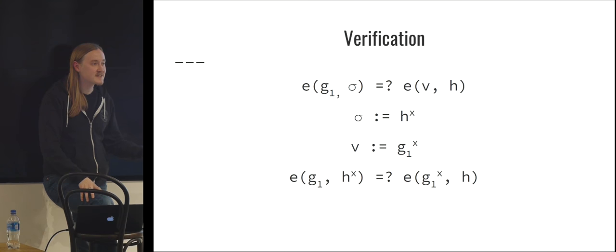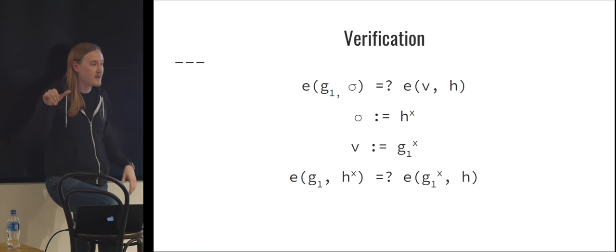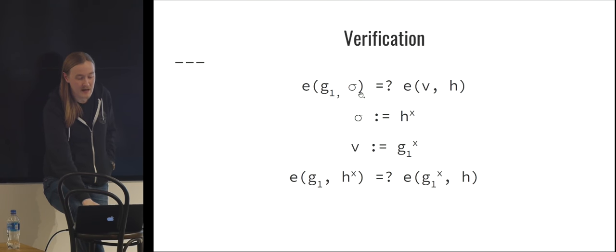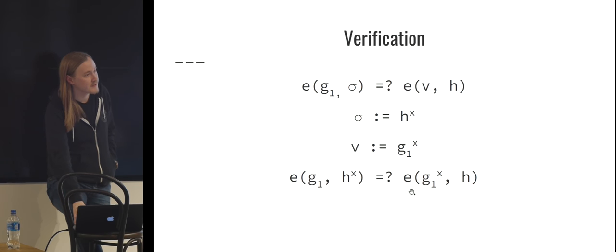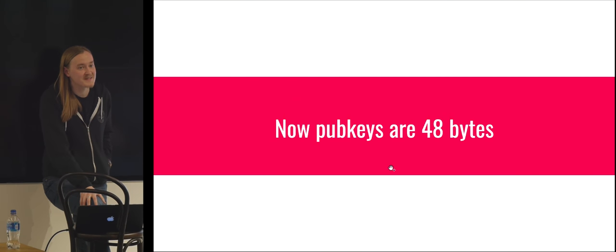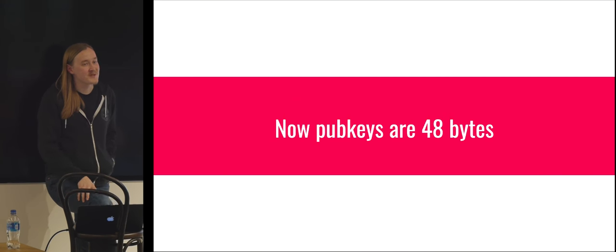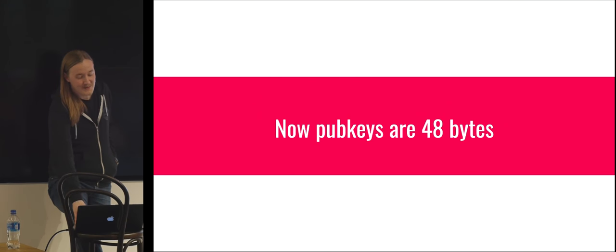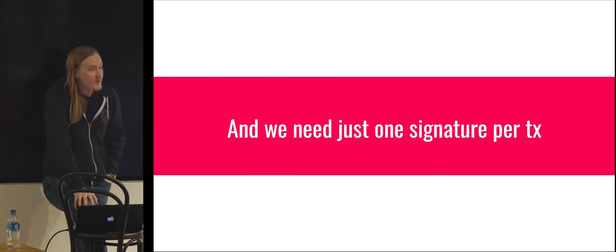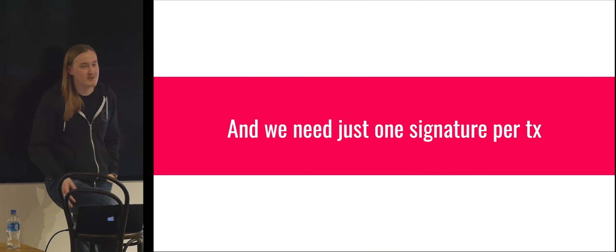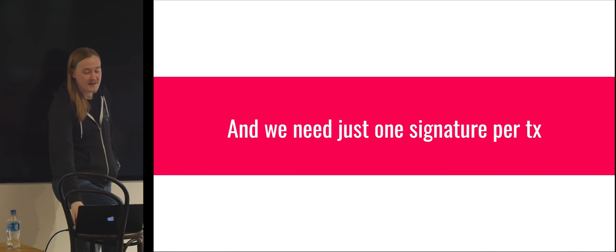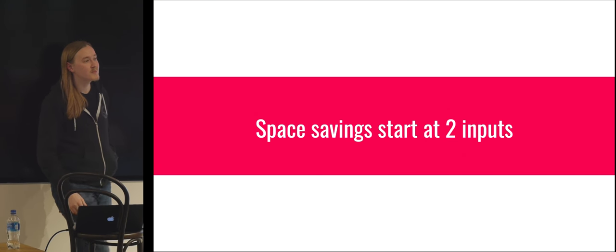So verification's exactly the same. We're going to compute the mapping of pub key and message, and the mapping of generator point and signature, and verify that they're equal. So now pub keys are 48 bytes, and signatures are 96 bytes. So that looks much better. So now we need just 1 signature per TX, or potentially in the future, 1 96 byte signature per block. That seems like a pretty nice space savings.